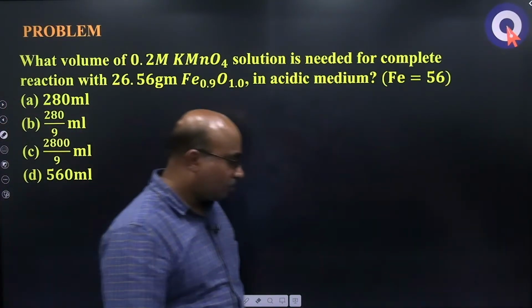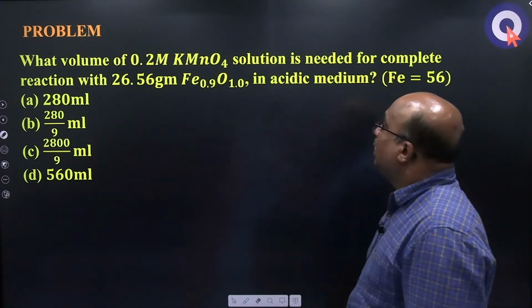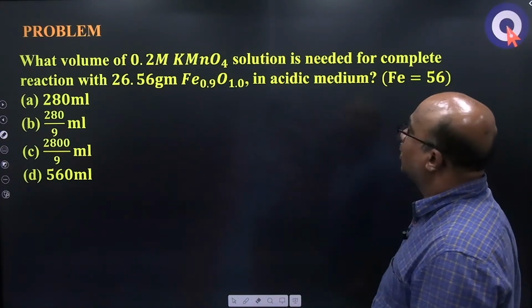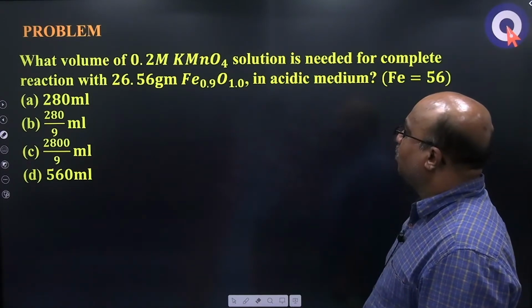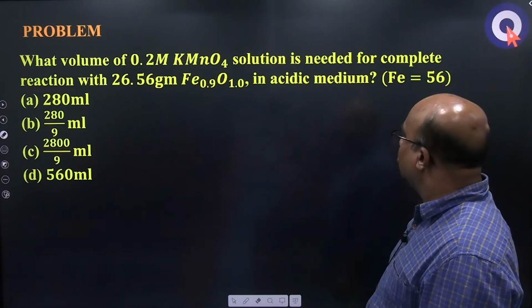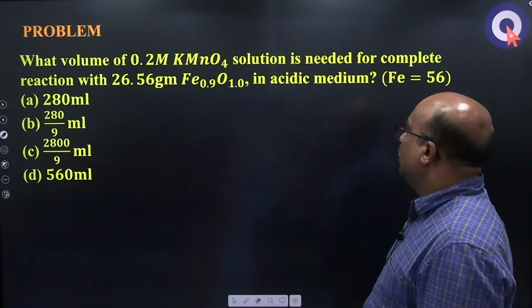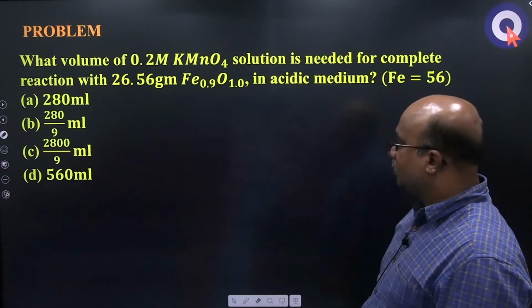Next, what volume of 0.2 M KMnO4 solution is needed for the complete reaction with 26.56 grams of Fe0.9O in the acidic medium?